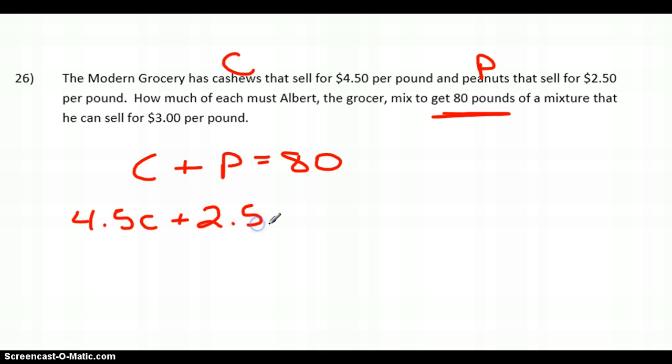I'm just dropping that zero because I don't need a zero at the tail end of a number in an equation. And now, see, that's going to equal a mixture that can sell for $3 per pound.